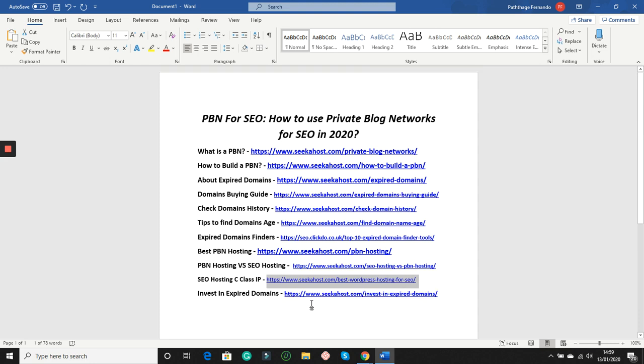So yeah, SEO hosting. And then it also comes down to investing in PBN expired domains, which is covered. You can actually go about it. I hope that if you read these articles, you will really know about PBN for SEO, how to build it, what private blog networks are, and how to utilize private blog networks.